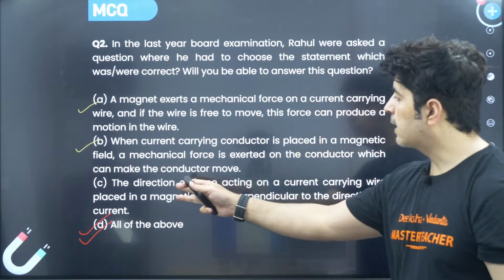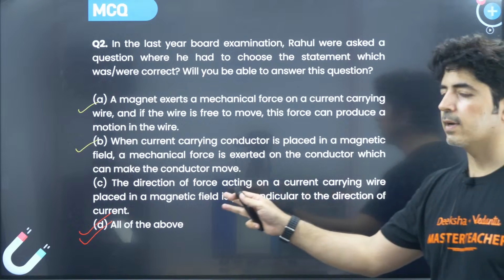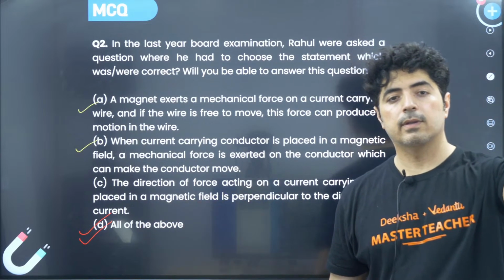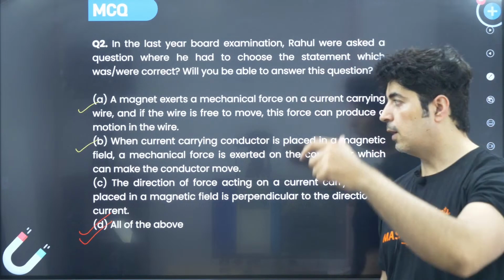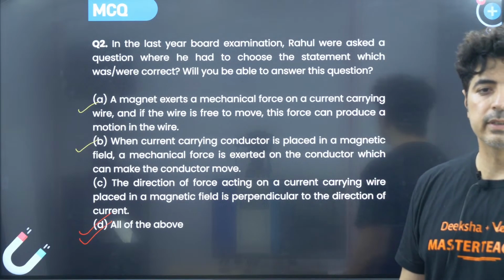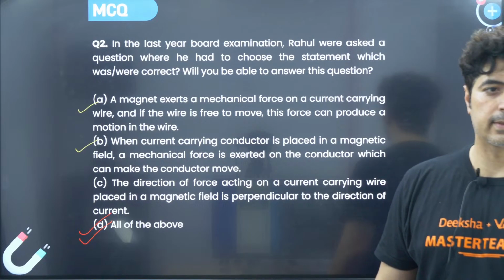But the third one: the direction of force acting on a current carrying wire placed in a magnetic field is perpendicular to the direction of current. We have discussed that. All three are perpendicular. Left hand rule. Yes, all three are perpendicular. Right? Alright. So the right answer is D. I can see in the comment box everybody is writing D. Thank you very much. Let's go and do the next question.